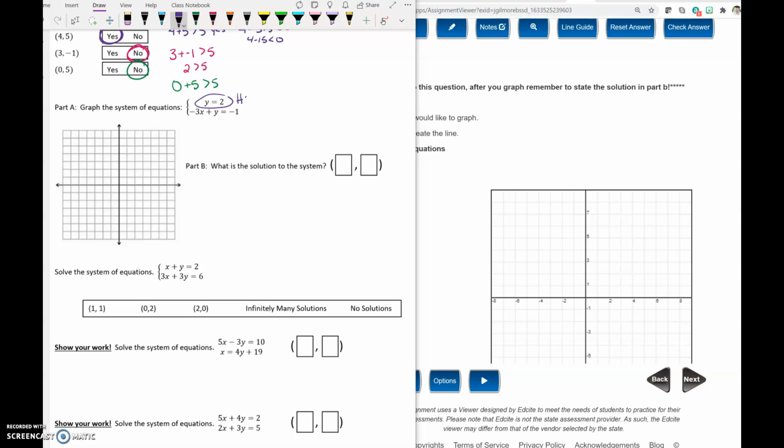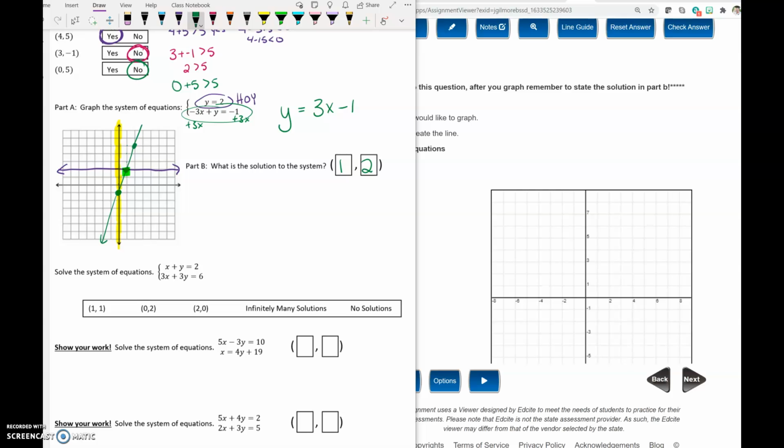The first equation is pretty easy. Y equals 2. That is a horizontal line. So we need a horizontal line at 2. The next one, we need to rearrange a little bit. I need to add 3x on both sides. So I have y equals 3x minus 1. That means we start at -1 on the y-axis. Remember, you always start with your first point on the y-axis. Our slope is 3. Up 3, right 1. There's our line. The point where those two meet is the point 1, 2.